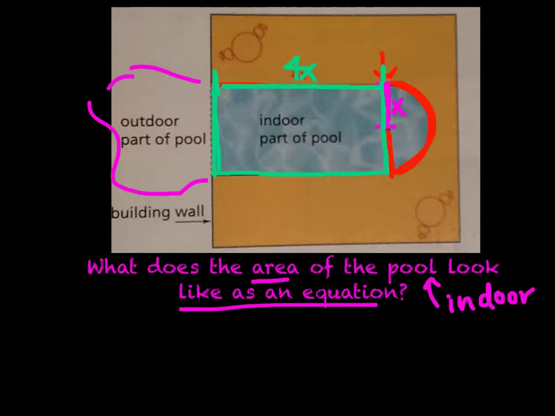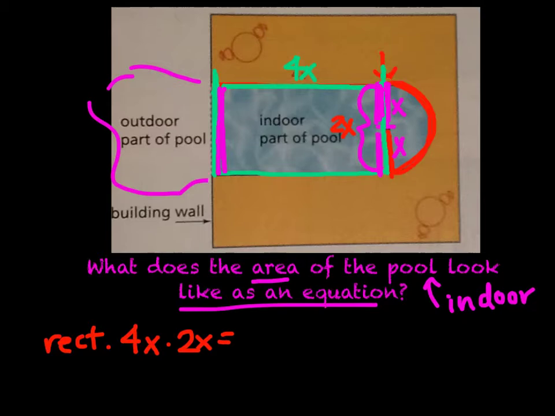If I look at just this rectangle part of the pool, we have one dimension that's 4x. If I look at this height, I can't necessarily determine how tall it is on the left side, but on the right side, I know that the radius of this half circle is x. And if I know circles, then two radii make a diameter. So we have x and another x, or the height of this pool is 2x. So our rectangular portion of the pool is 4x times 2x.